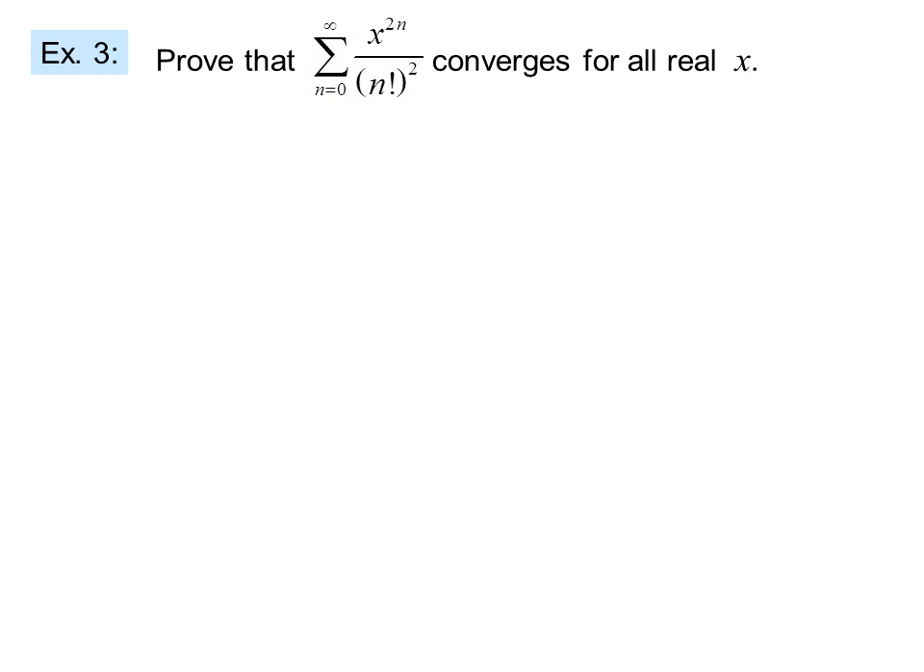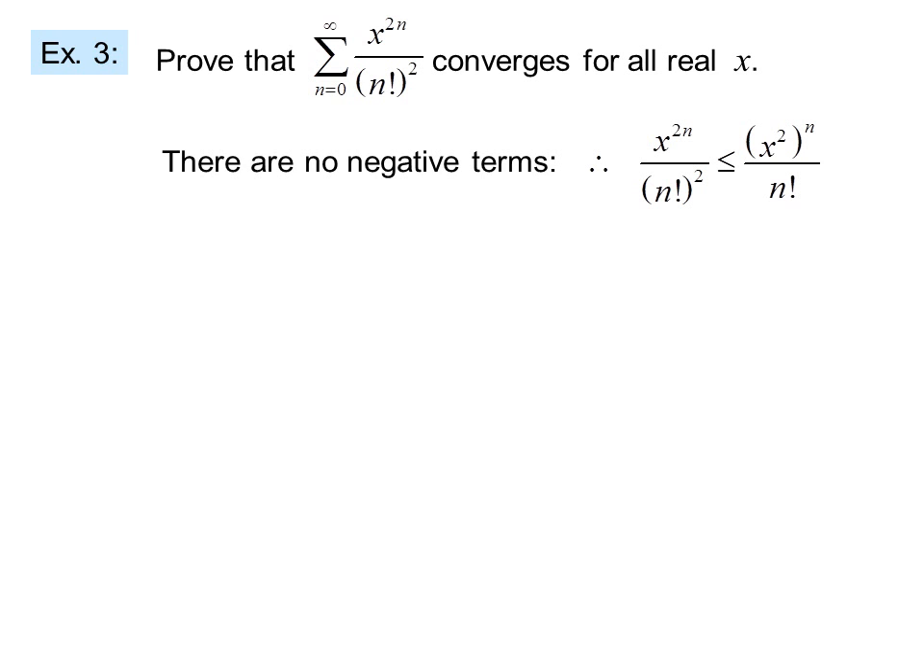Example, prove that the summation from n equals 0 to infinity of x to the 2n over n factorial squared converges for all real x. There are no negative terms, and x to the 2n over n factorial squared is less than or equal to x squared to the n over n factorial. In this case, the numerators are the same, and the denominator on the left side is larger than the denominator on the right side, making it a smaller fraction.